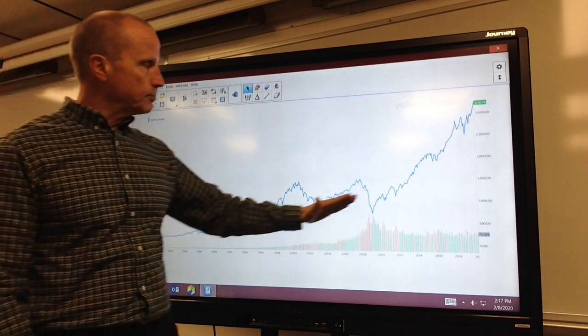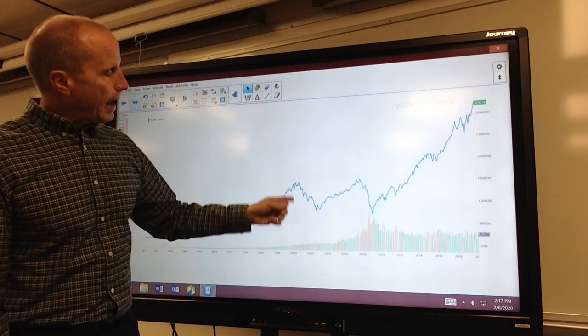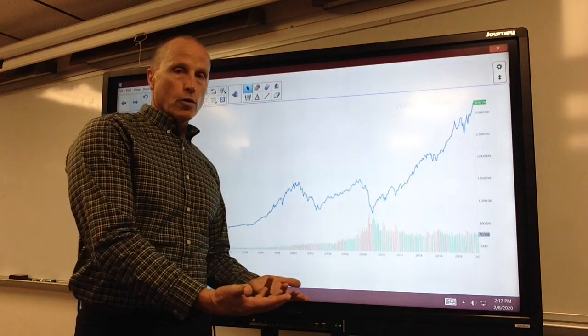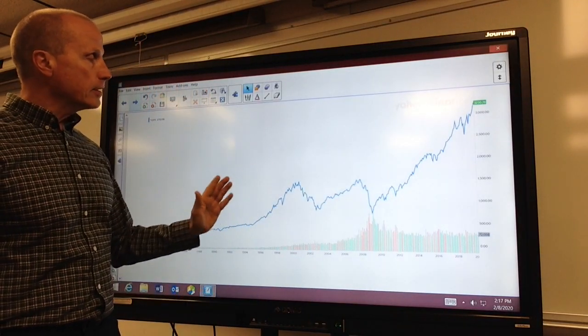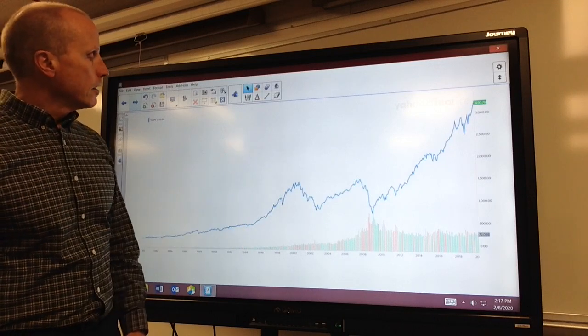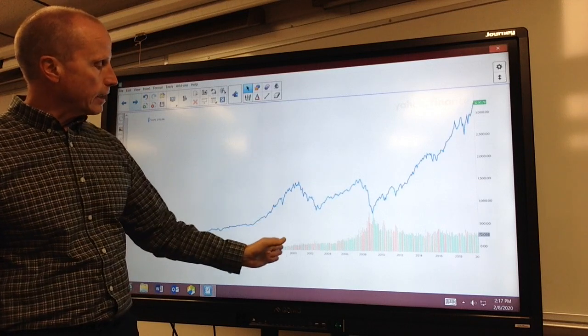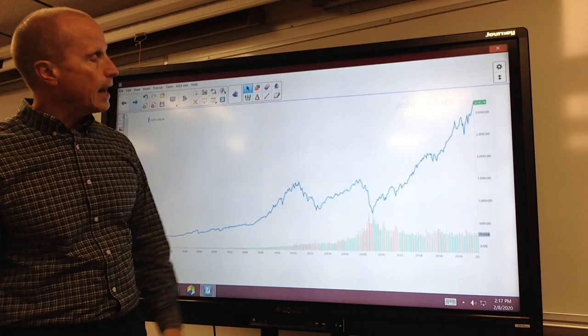Notice it's not a nice smooth curve. Nothing is. And this curve is going to have a few more ups and downs than something like bonds or farmland. Okay? They will also be volatile, but not quite this much. Notice this little part right here was what was called the dot-com bubble shortly after the year 2000. 2001, 2002, the stock market went down.